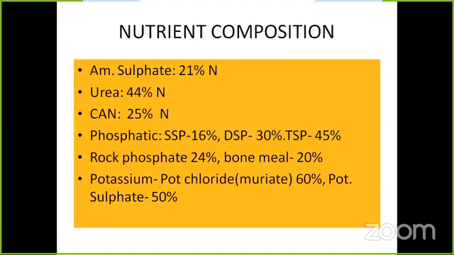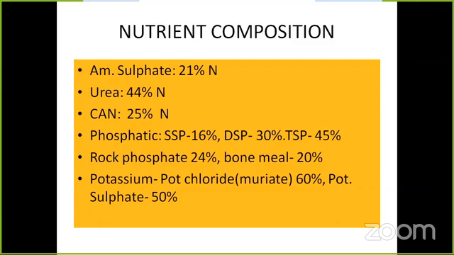Here I have given you some nutrient composition of different fertilizers. Ammonium sulfate has got 21% of nitrogen, and sulfur will be there also. Urea is having 44 to 46% of nitrogen. Calcium ammonium nitrate is 25% of nitrogen, which can be useful whenever there is acidity or heavy sodium problems or black soils, cotton soils, etc. We can use calcium ammonium nitrate. It will balance the acidity of the soil.